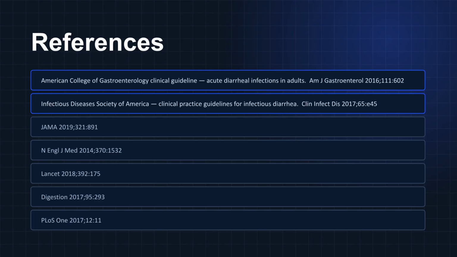These are the primary sources behind this teaching. The American College of Gastroenterology Clinical Guideline on Acute Diarrheal Infections in Adults from 2016. The Infectious Diseases Society of America Practice Guidelines for Infectious Diarrhea from 2017, along with major review articles in the New England Journal of Medicine, the Journal of the American Medical Association, and The Lancet. Take these back to your own reading.